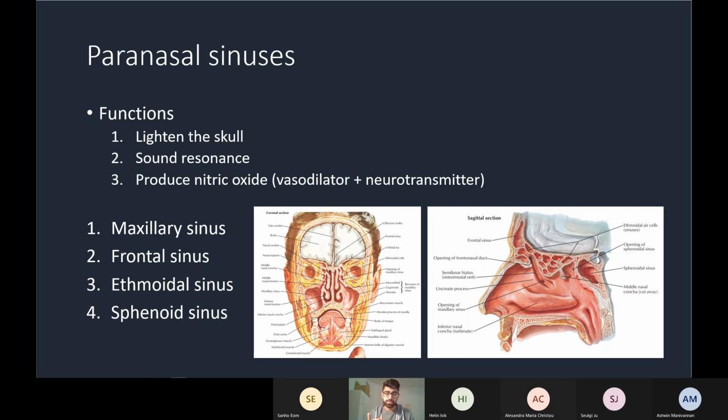And the anterior cells, like before, drain into the ethmoid infundibulum, into the middle nasal meatus. However, the posterior cells have a different route. Now, they drain into the superior nasal meatus. And finally, we have the sphenoid sinus. So the sphenoid sinus is located here in the body of the sphenoid bone. And the sphenoid sinus will drain into, again, the superior nasal meatus.